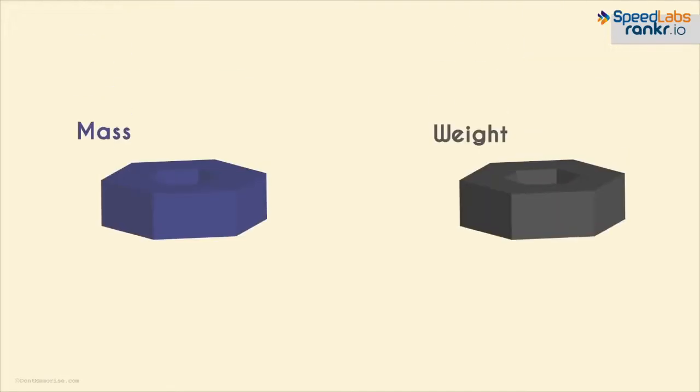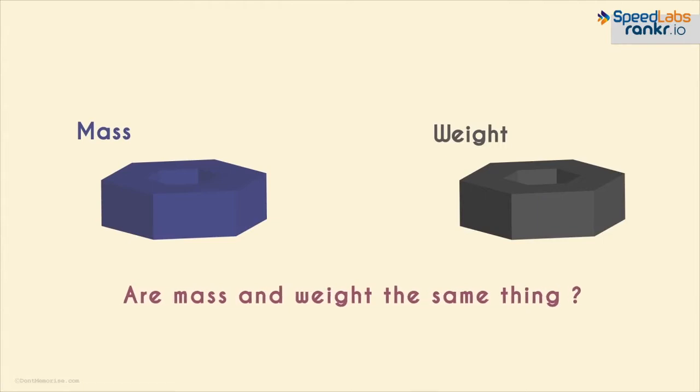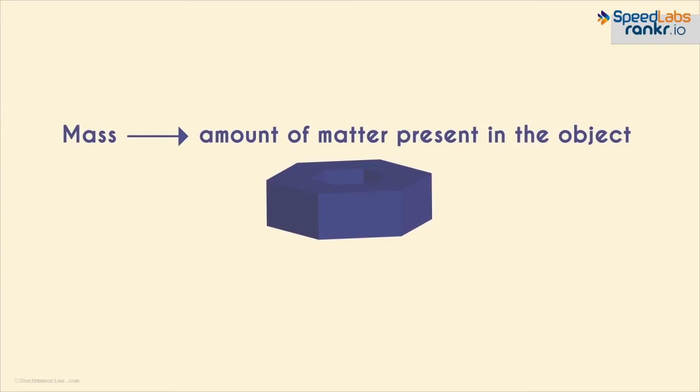Let's accept it. Most of us think that mass and weight are pretty much the same thing. Are they? No, they're not. There's a very simple way to understand the difference. Mass is simply the amount of matter that's present in the object.